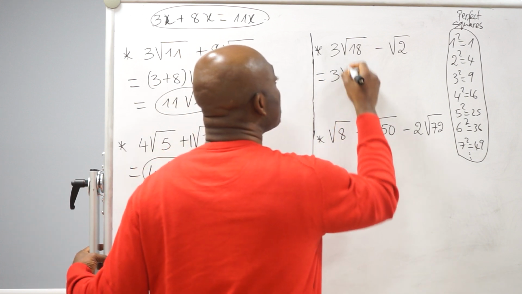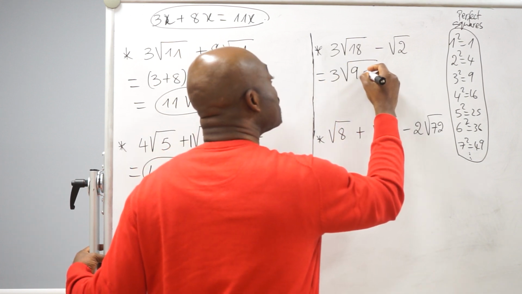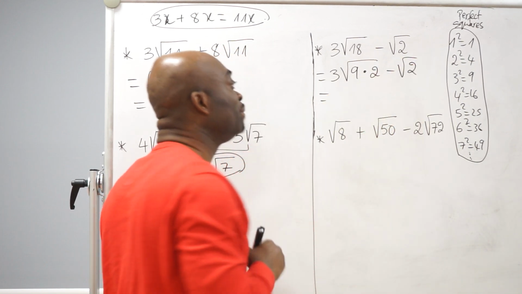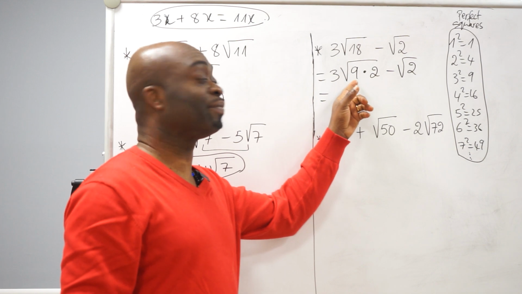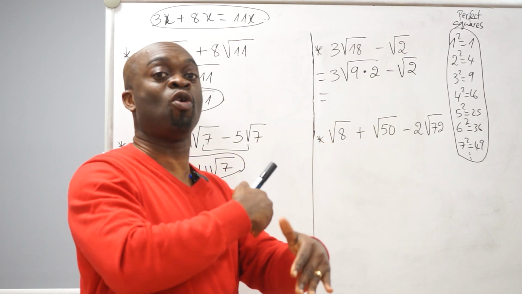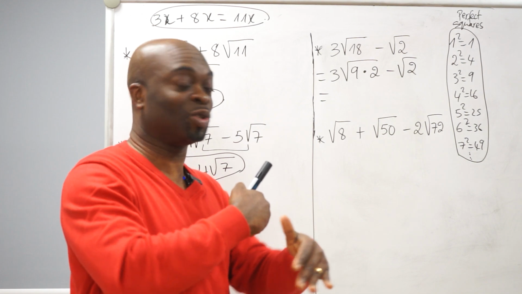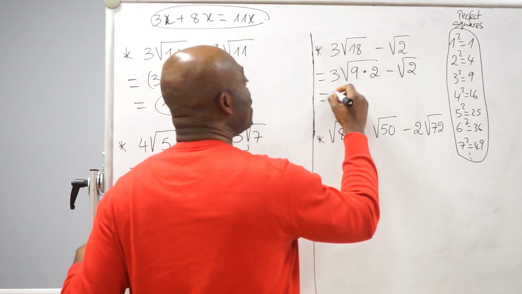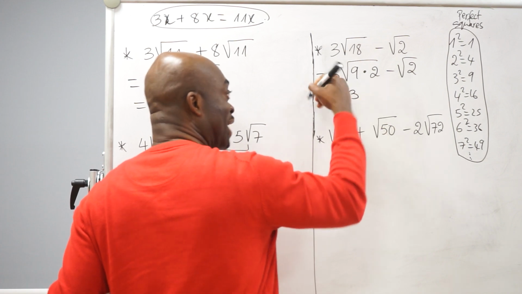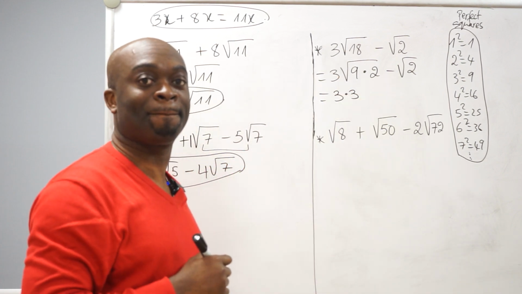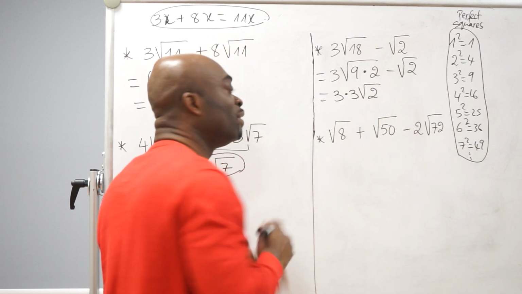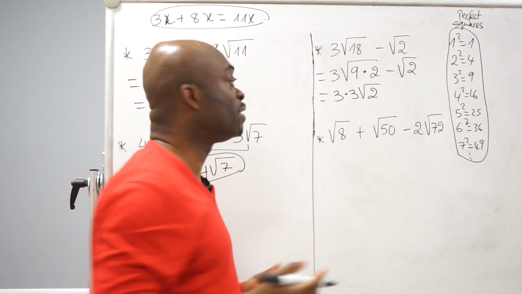So we have 3 square root of 9 times 2 minus square root of 2. And then what's happening here? Now, square root of 9 becomes what? What is square root of 9? Is 3. So the 3 now we go outside. Okay? As usual. So 3 goes outside. So there's these 3 already, all right, times the other 3 that is coming out. Are you with me? And then square root of 2, because this one, we can't do anything about it. So it stays right there.